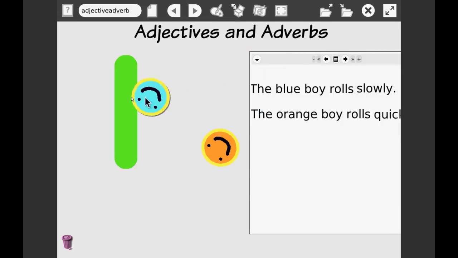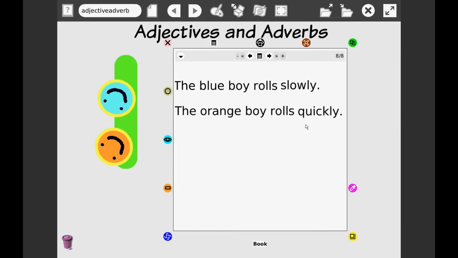These words, slowly and quickly, don't describe the boys, but they're describing how they roll. Roll is a verb. Notice that these both end in ly. Most adverbs that describe action verbs will end in ly, so that's a very quick clue about a word if it's going to be an adverb, but it's not definitive. But it's a quick trick for identifying these kinds of words. So there you are. It's a brief introduction in how to identify and use adjectives and adverbs. Thank you.